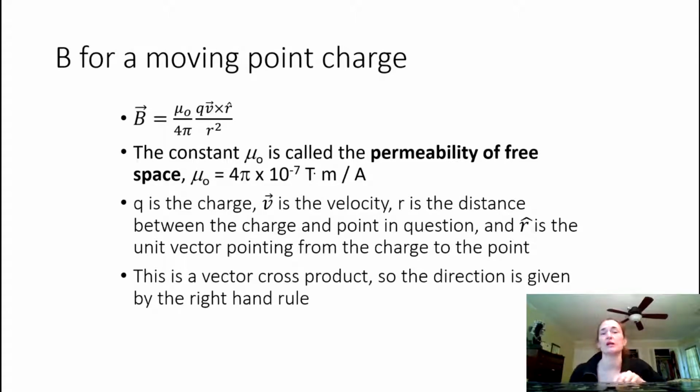There are two forms of the right-hand rule. The first is the gun, right? Here you would have QV being your index finger, r hat your middle finger, and B your thumb. So QV cross r hat is B. Okay, so that's the first right-hand rule, and you have to move your hand all around in crazy directions to contort it.